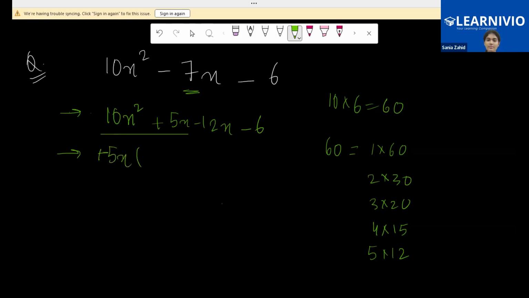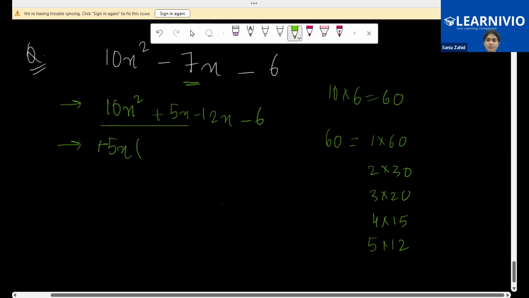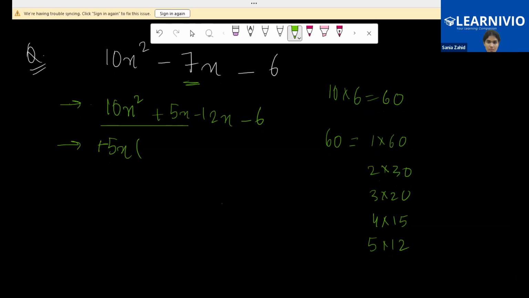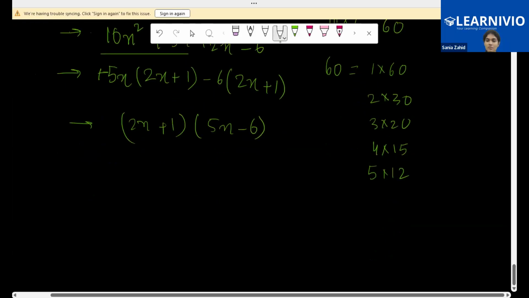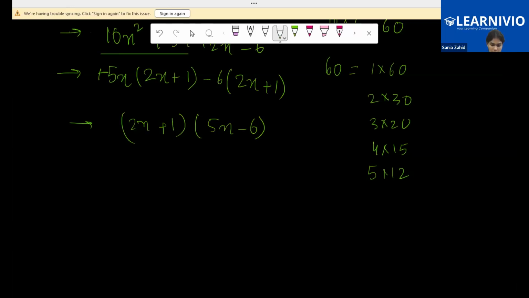Now what is left inside the bracket? In the bracket, it will be 2x plus 1. 5x into 2x plus 1. Okay, and then for the next one it is minus 6 into 2x plus 1. So now my factors are 2x plus 1 and 5x minus 2. Right, children? Yes, ma'am.